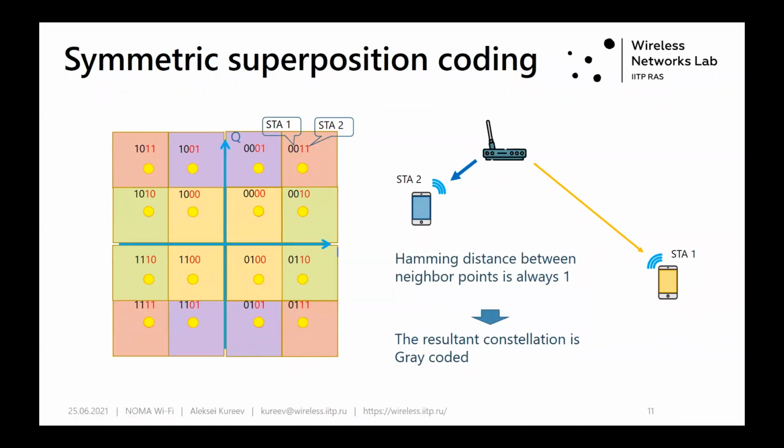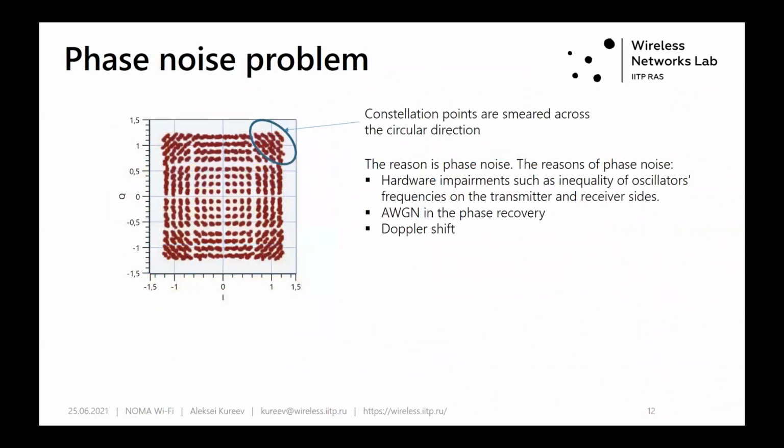And this is another case. What more can we do, how can we build a more robust signal constellation? If we look in detail at the actual resultant constellation at the receiver, we see not only the smear caused by additive white Gaussian noise, which is commonly considered in theoretical works on NOMA. We can also see this circular smearing, which corresponds to phase noise.